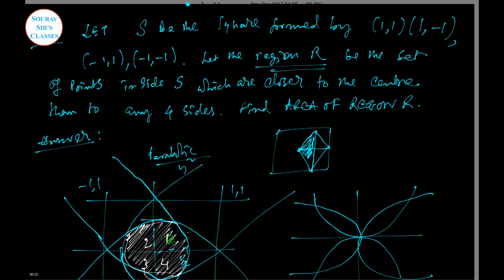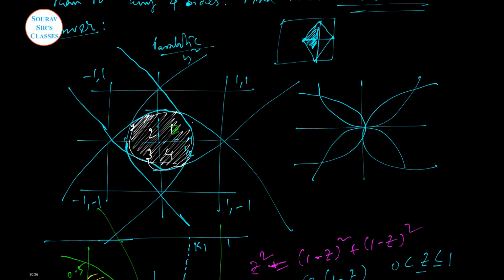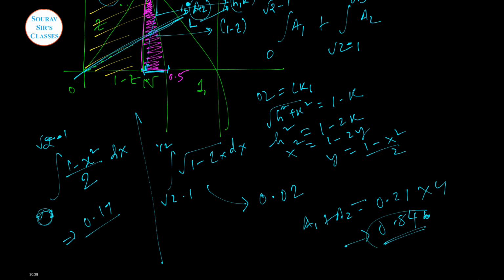So coming back to the question, the area of the region R is 0.84. This is not the exact answer, in root form it is coming. I have given it in the examination. If you have done it, for example, like root 2 minus 1 in that way also, you will get full marks.